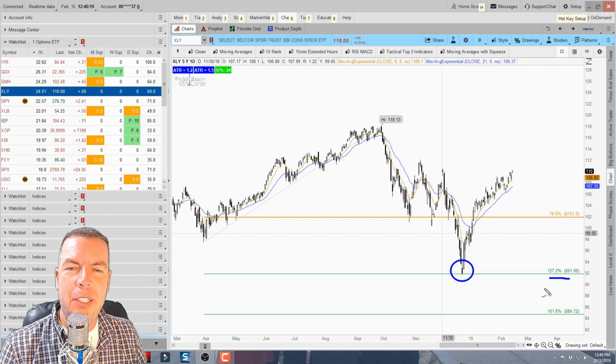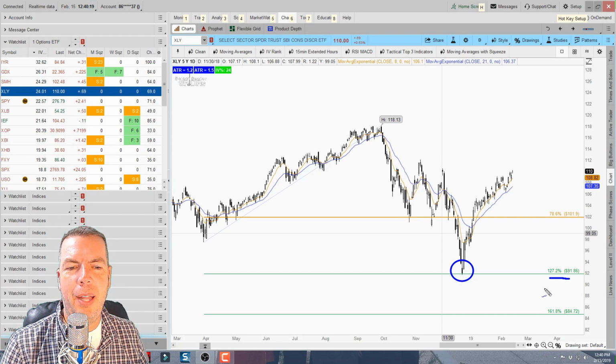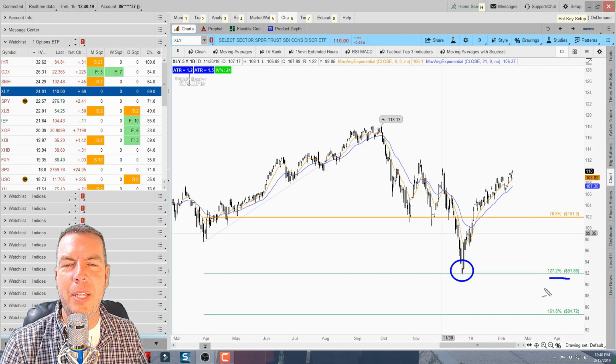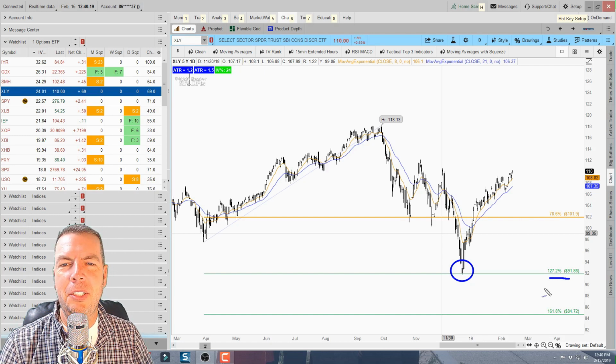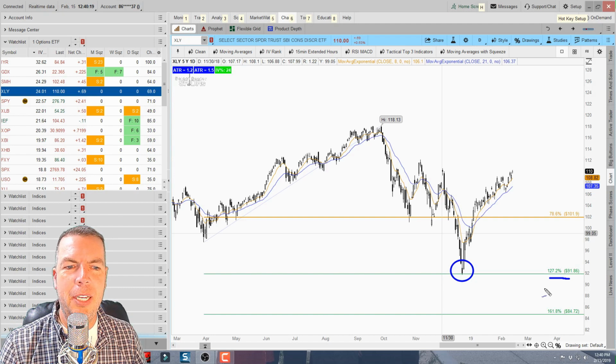If you didn't have these extension levels on your chart, you would just look at this and say, well, what caused this market to rebound and rally? Well, there are some other catalysts in the market that caused it to do that, but at the same time, we have a Fibonacci extension level right here at 1272. Kind of interesting, right? Most moves will terminate around that 1272 extension level.